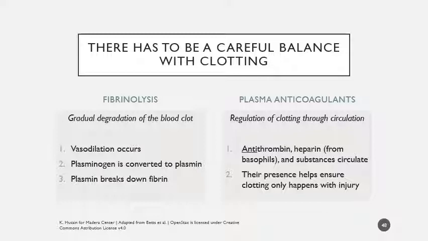Plasma anticoagulants also circle around. That includes heparin, like we mentioned earlier, from basophils and mast cells, an anticoagulant called antithrombin, and other substances that just generally circulate and prevent this reaction from happening unless you really need it and you have vascular damage. So these help to make sure that the clot only forms when you do truly have vascular damage, when you have vascular injury.